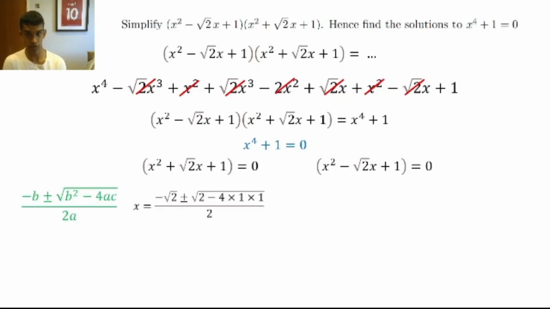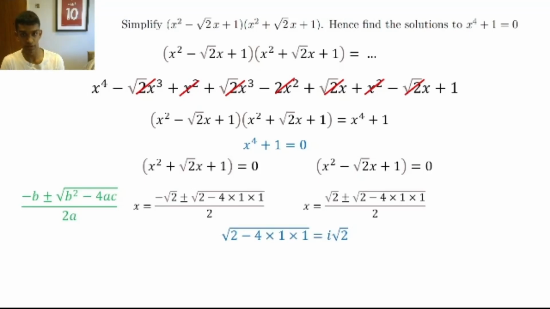For the left hand bracket, we get x is equal to negative root 2 plus minus the root of 2 minus 4 times 1 over 2. And on the right hand bracket, we get x is equal to root 2 plus minus root of 2 minus 4 times 1 all over 2. As you can see, the stuff inside the root is all the same.